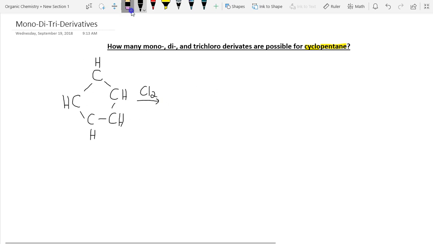So the hydrogen would be taken off and the chloride goes onto it. So you're left with the cyclopentane with a chloride on it, and that hydrogen bonds onto the other chloride. You're left with HCl plus your monochlorination derivative.